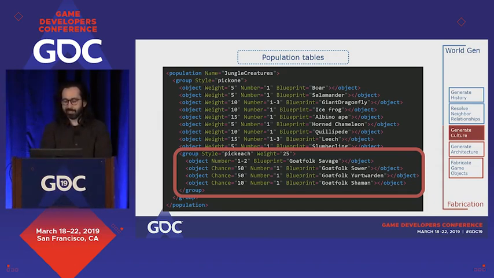But sometimes we pick this last entry. This last entry is actually a nested subtable. This table has a style of pick each. And so what that means is instead of just picking one of the following objects, we're going to pick all of them. Sometimes we'll generate a boar, but maybe sometimes we want a whole encounter. So here we have goat folk. Goat folk are goat creatures that live in Caves of Qud, and so we want to generate a little goat folk encounter. We're going to pick each of these objects. There's going to be one or two goat folk savages. There's a 50% chance to have one goat folk sower, a 50% chance to have a yurt warden, and then a 10% chance to have a shaman.